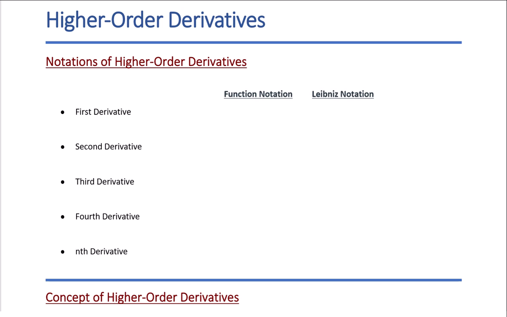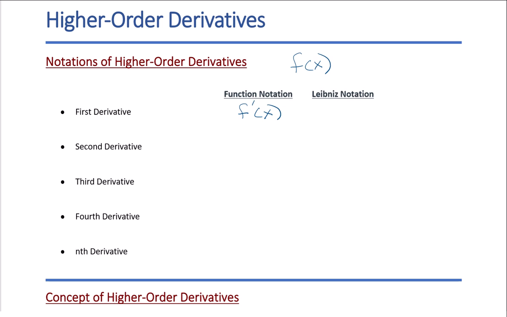Now we're ready for higher order derivatives. Let's first look at the different notations for these derivatives. We're going to use the generic f of x as our function. So our first derivative, we can show it as f prime of x.